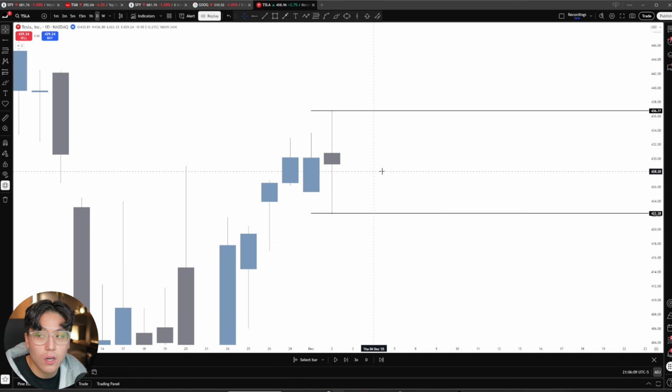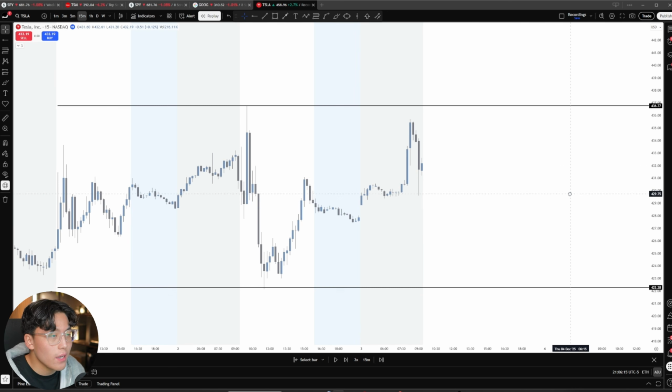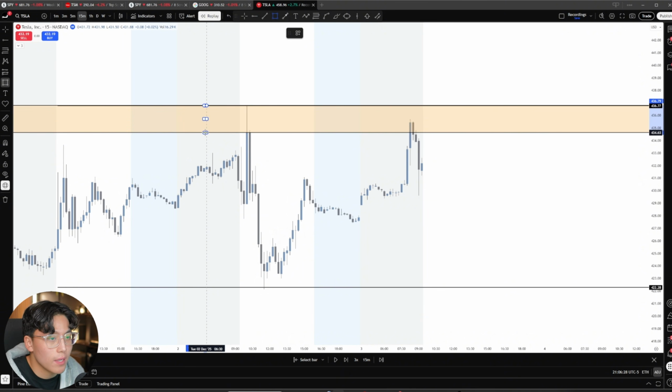So now we can head on to the 15-minute time frame. Once we head on to the 15-minute time frame, now we can refine our levels into areas of price. So what I'm personally going to do is I'm going to just draw this out from the wick all the way down to the body, as you can see right here.